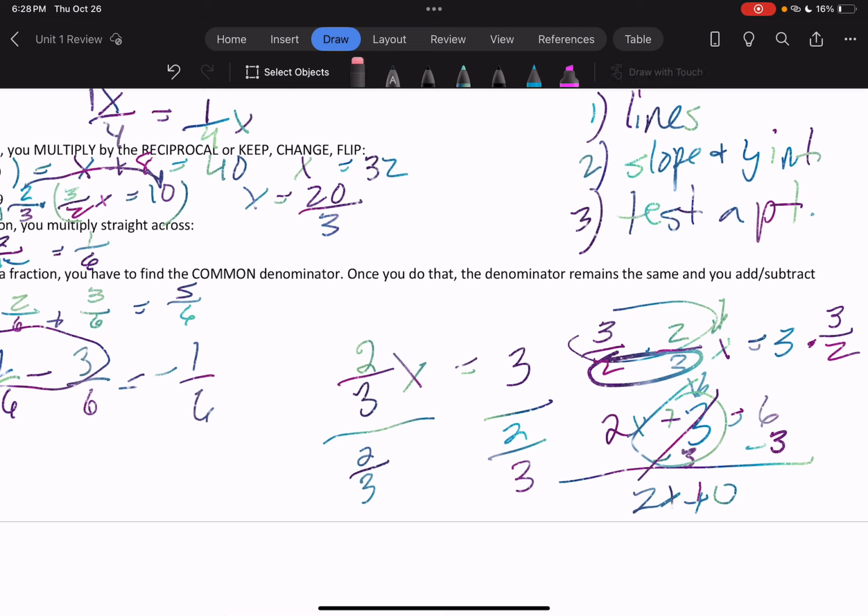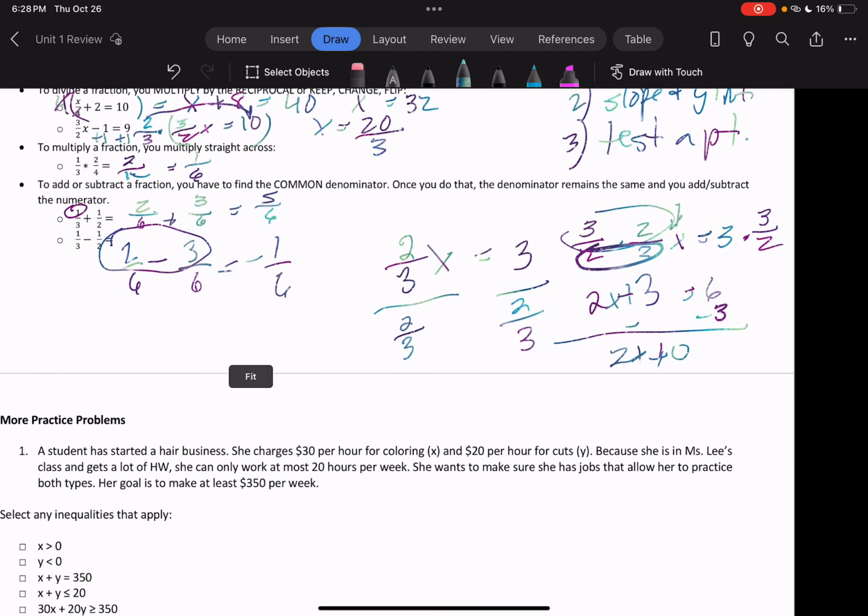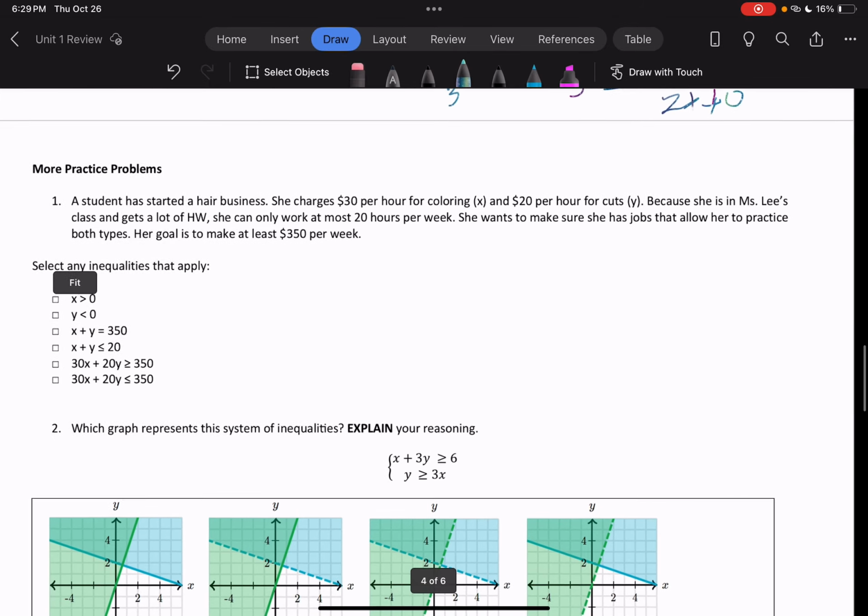All right? So when you're trying to figure out, do I subtract, do I multiply, what do I do? You're trying to think about what can get you a coefficient of 1 for x or y, and what can get your constant to be 0. How can you make this number without a variable 0? Okay? All right. More practice problems.